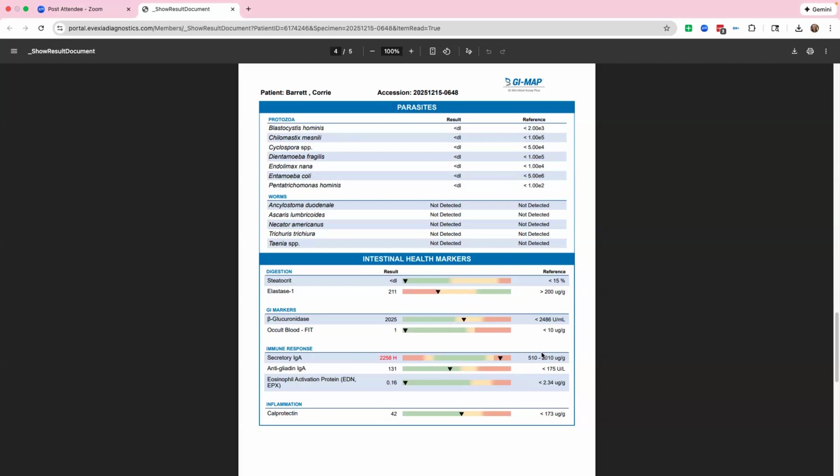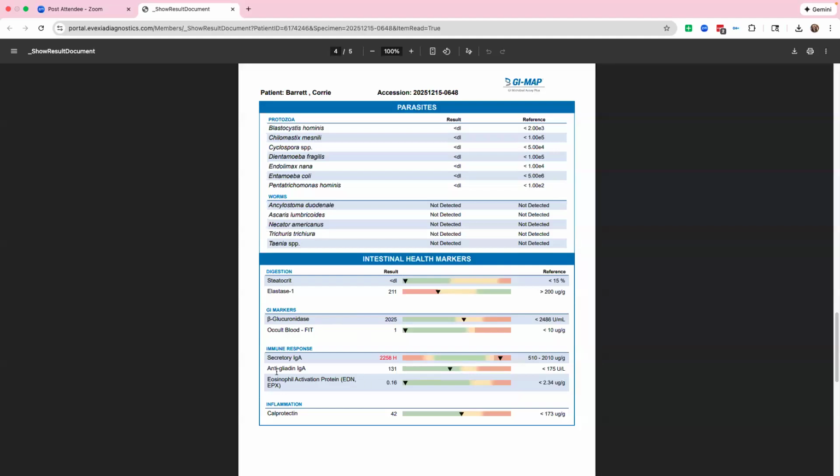The one that I'm really concerned about is your secretory IgA. This means your immune system is flagging things and is kind of angry and not happy. Having high secretory immunoglobulin A is an inflammation marker. It's showing that your immune system is being activated, and we really want to get that calmed down. You would feel a lot better if that comes back down.